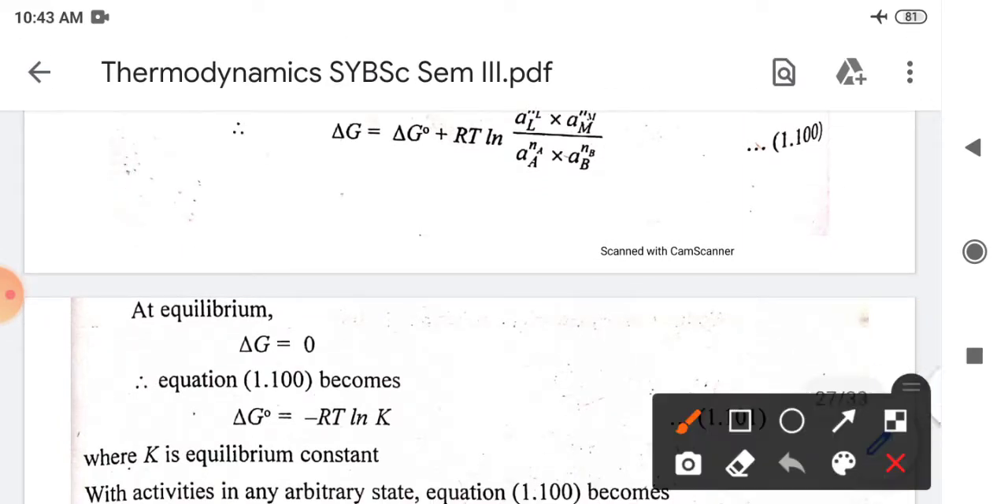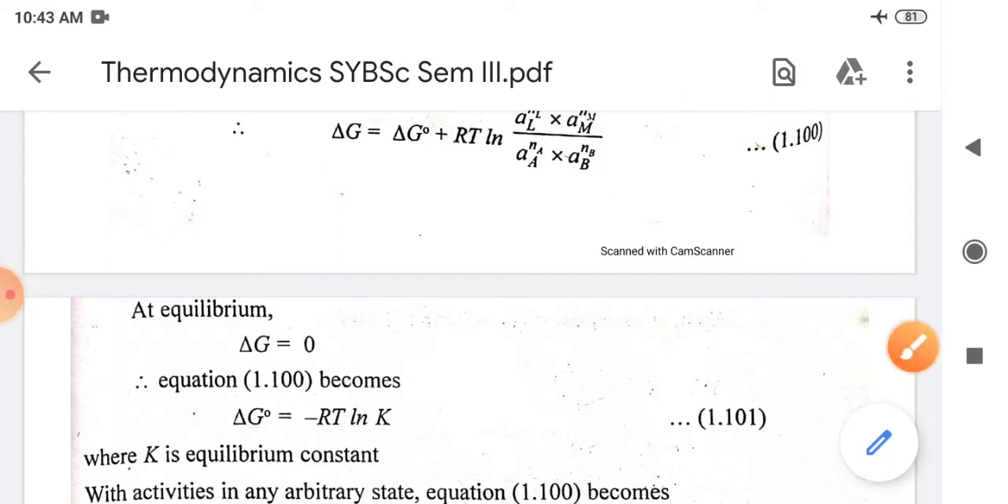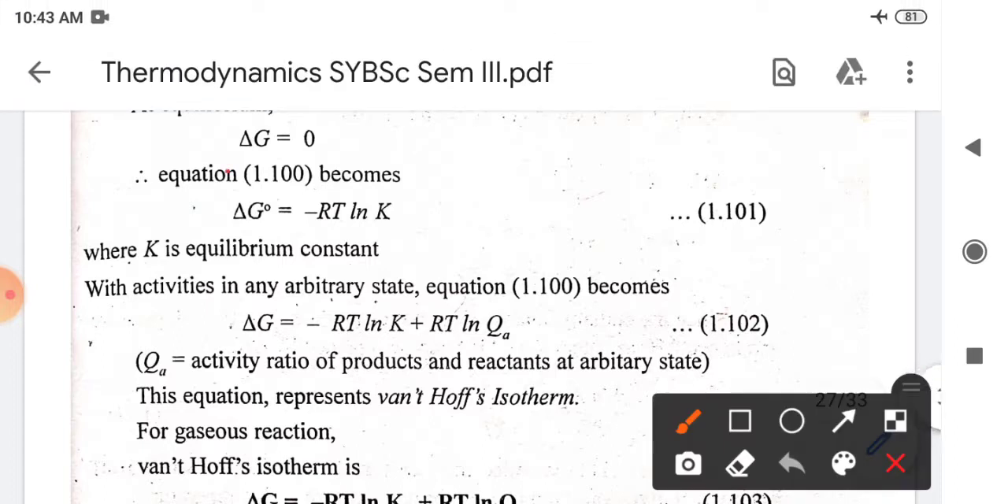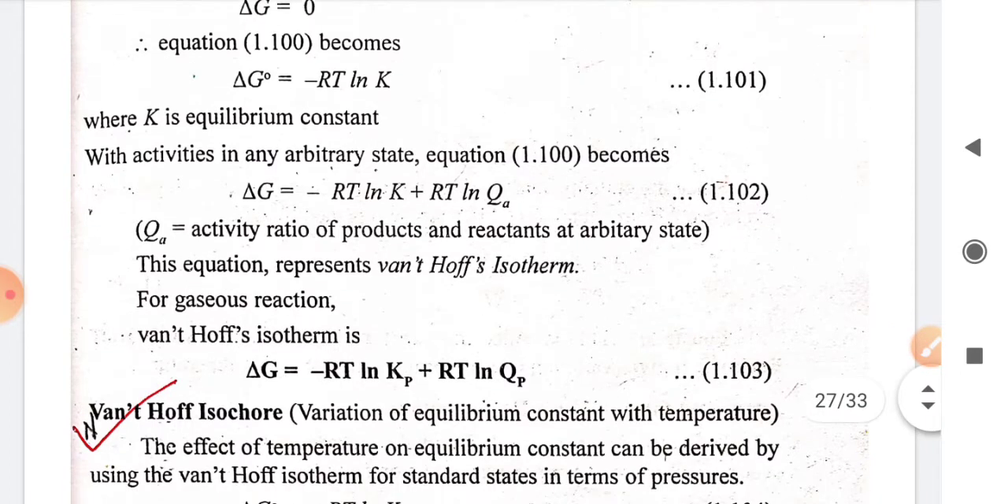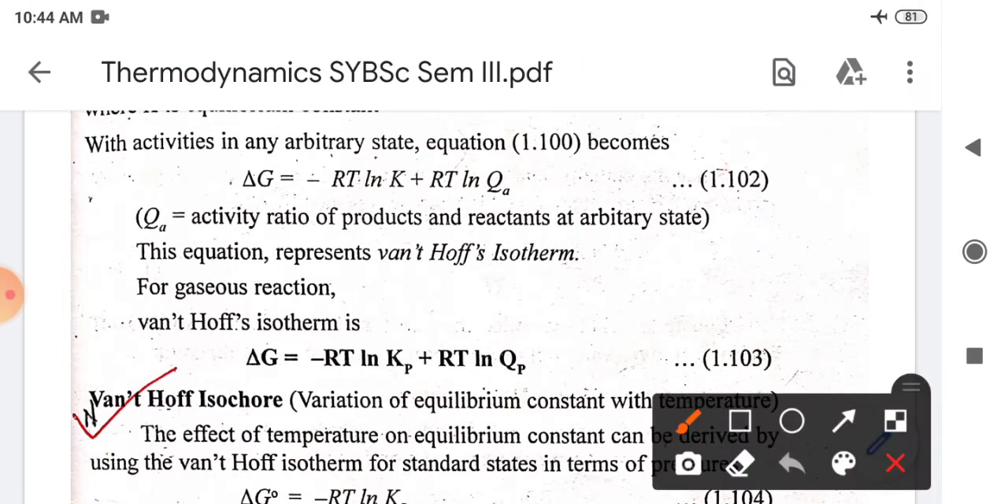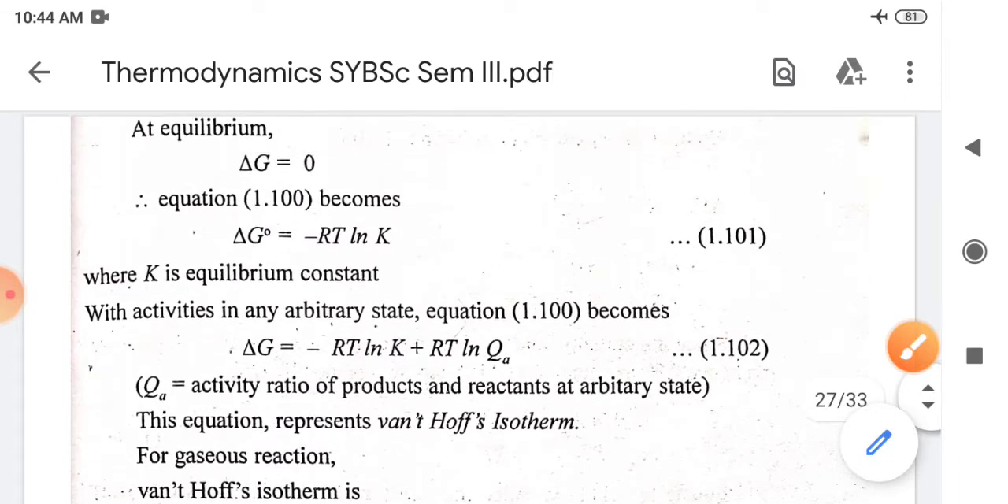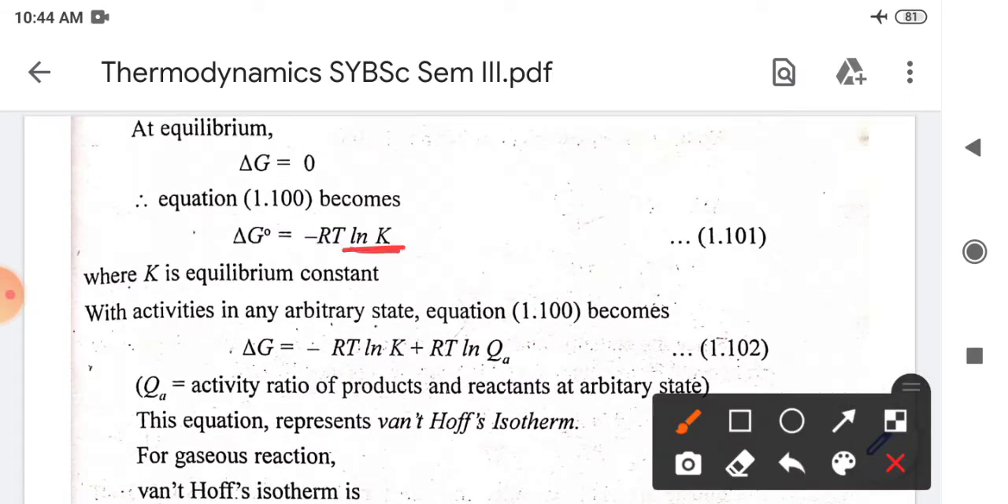So that is simply the equilibrium constant. And at equilibrium we know that the Gibbs free energy change is 0. So we can say that delta G naught is equal to minus RT ln of K, where K is the equilibrium constant. It is the ratio of activities of the product to the activities of the reactant. This happens only when the activities are unity.